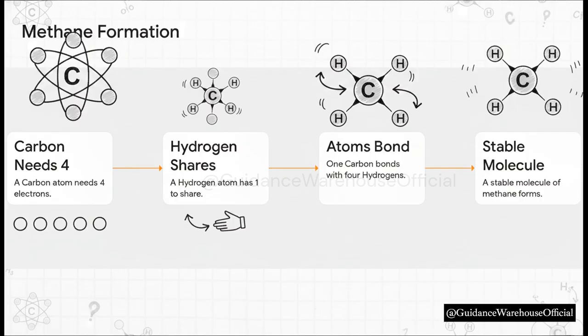Methane gas. Step 1. A carbon atom has 4 electrons in its outer shell. It desperately needs 4 more to reach that magic stable number of 8. Step 2. A hydrogen atom has 1 electron it can share. Step 3. So, 1 carbon atom bonds with 4 individual hydrogen atoms. Step 4. The carbon gets to count those 4 shared hydrogen electrons, giving it a beautifully full outer shell of 8. Bam! A perfectly stable molecule of methane is formed.